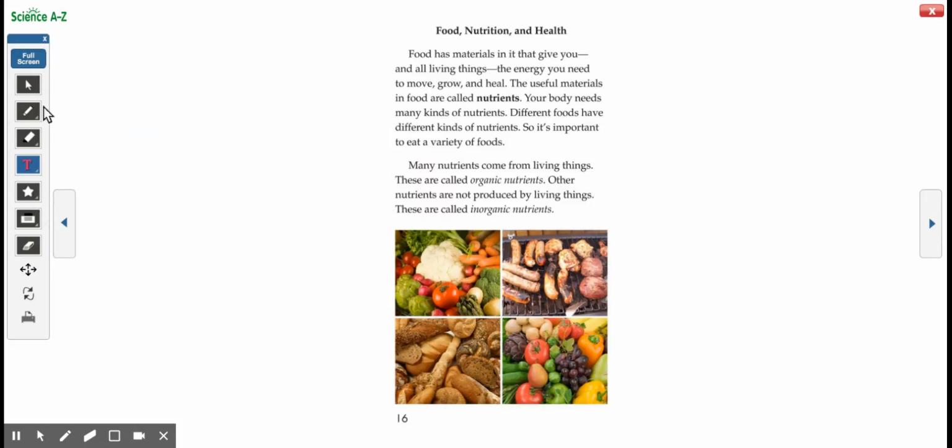So, food. This part's important. The useful materials in food are called nutrients. And your body needs many different kinds of nutrients. So different foods have different nutrients. So it's important to eat a variety of foods. So this is why we say that you shouldn't just eat hamburgers every single night. Alright, different foods have different nutrients, and you need a whole bunch of nutrients in order to stay healthy.